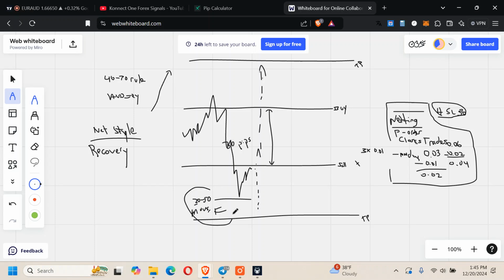So that means that a 40 pip move, sometimes it's exactly 40, precisely, means that the 70 is next. Absolutely, 70 is coming. That is guaranteed. I have done this for years. It is guaranteed. You hear that? Okay, guaranteed. Capital G. So that's going to be the net style recovery, the net style recovery zone hedging.